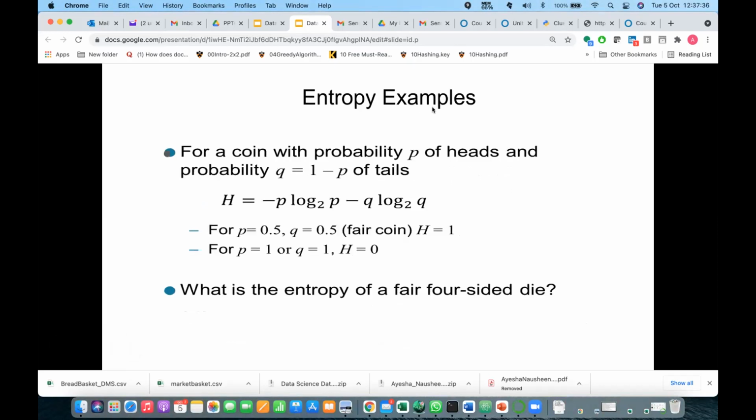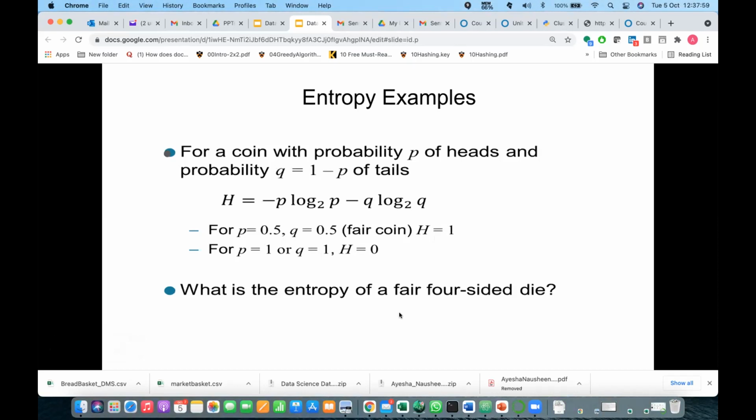So, entropy examples. Some examples are given here. For p equal to 0.5, q equal to 0.5, for a fair coin, h equal to 1, then your entropy is equal to 1. Then for p equal to 1 or q equal to 1, h equal to 0. So it is certain that you will always get only heads if the head probability is 1.